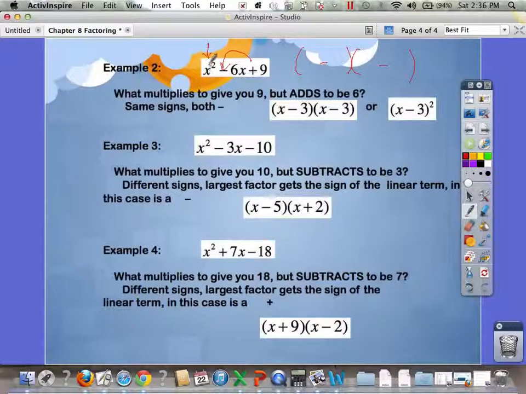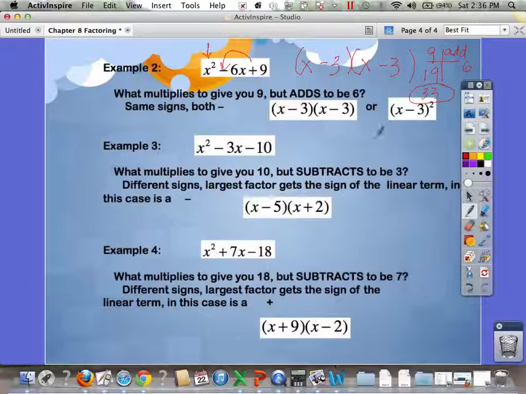We split up our x's. This is x squared, so each one gets 1. And then you say, factors of 9, what multiplies to give you 9, but adds to be 6. Make your little table. Multiplies to give you 9, but adds to be 6. 1 and 9, and 3 and 3. Which one adds to be 6? Of course, 3 and 3. So I'll put a 3 here and a 3 here.